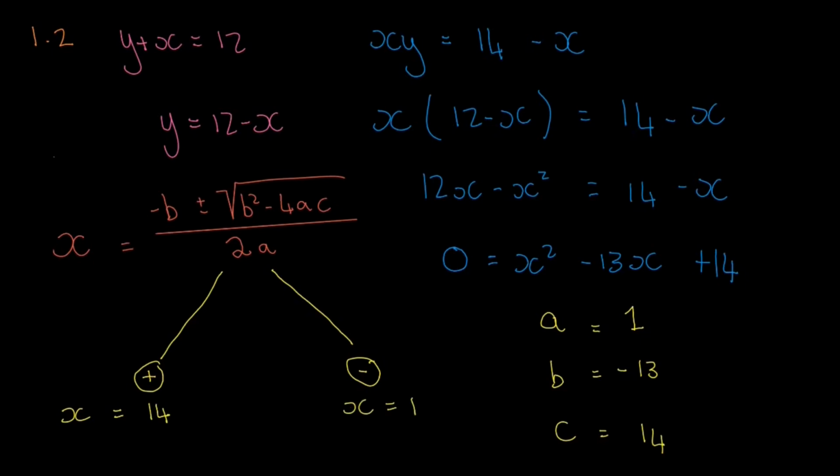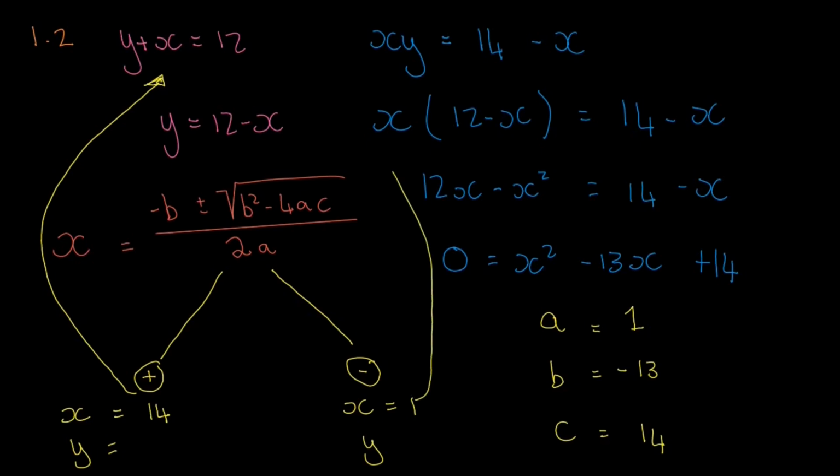Just don't forget that you are not only looking for the x values, you are looking for the y values as well. And in order to find our y values, you need to substitute these x values into our equation on top over there. So you're going to plug that 14 into over there, and you're going to plug this 1 in there as well, and you're going to solve for y. And when you solve for y, I'm not going to go over that because that's pretty simple, but you are going to get y is equal to negative 2 when x is equal to 14, and for the other one you are going to get y is equal to 11 when x is equal to 1.